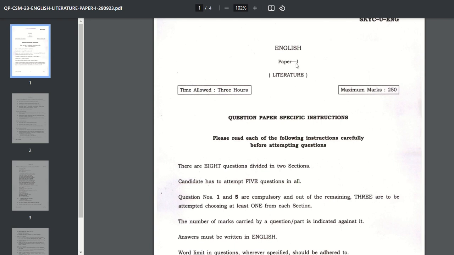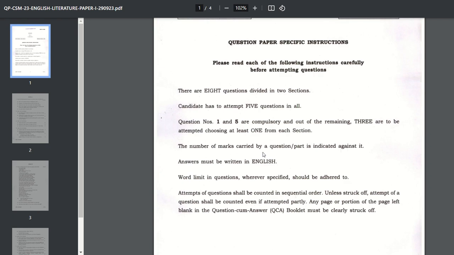So this is the English Literature Paper 1. The maximum marks is 250 and the allotted time is 3 hours. The instructions are important because question number 1 and question number 5 are compulsory, and out of the remaining, 3 are to be attempted, choosing at least one from each section. So this is the most important thing.